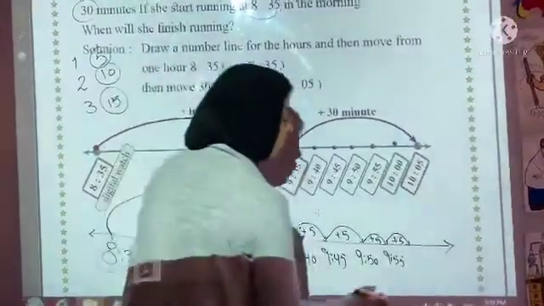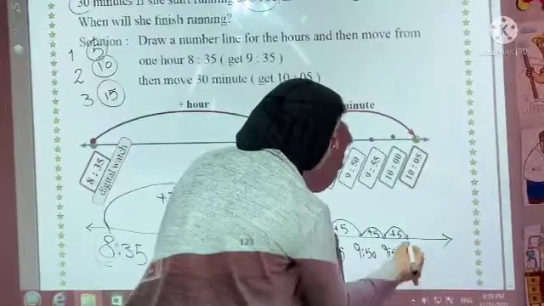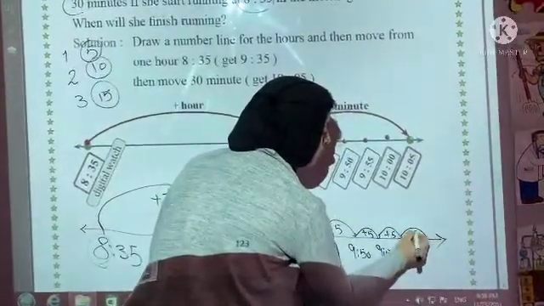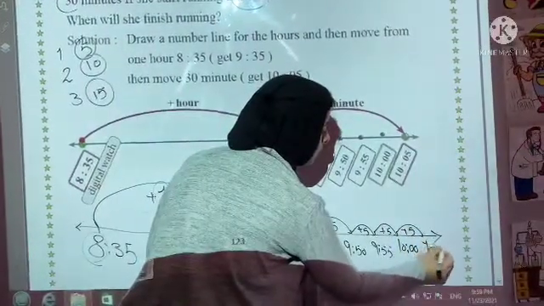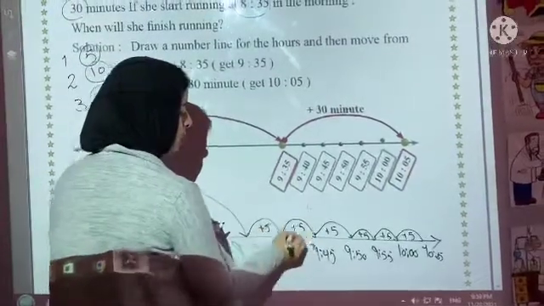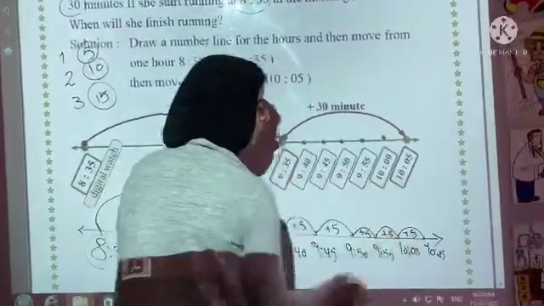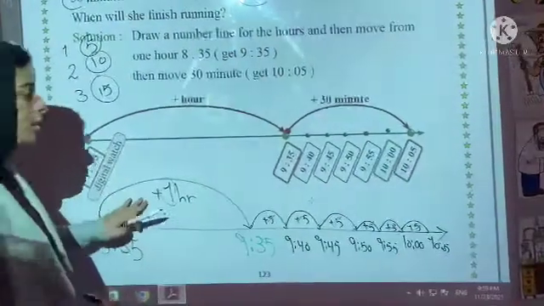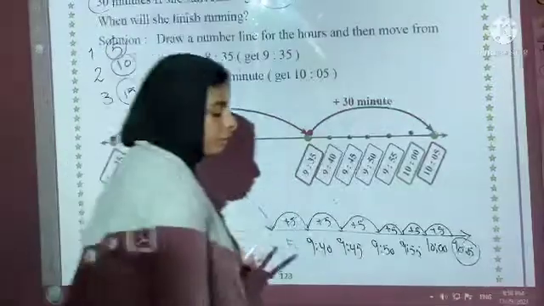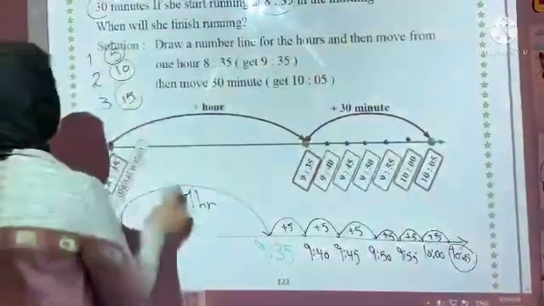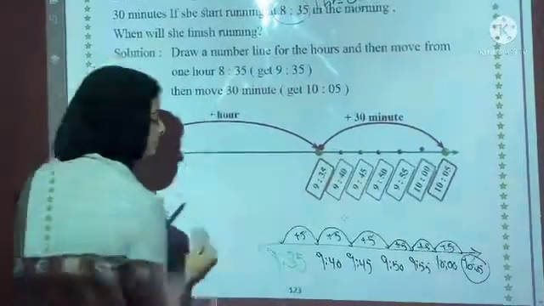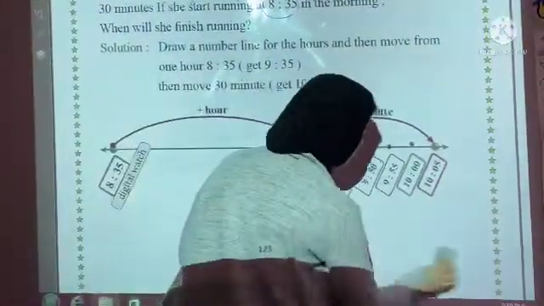Equal 1 hour. So I'm gonna put another hour, and in minutes it will be 0. So then adding 5, it will be 10 and 5 minutes. So let's see how many 5s you add: 5, 10, 15, 20, 25, and 30. So after 1 hour and 30 minutes, she's gonna end at 10 and 5 minutes. This is how to use the time line.